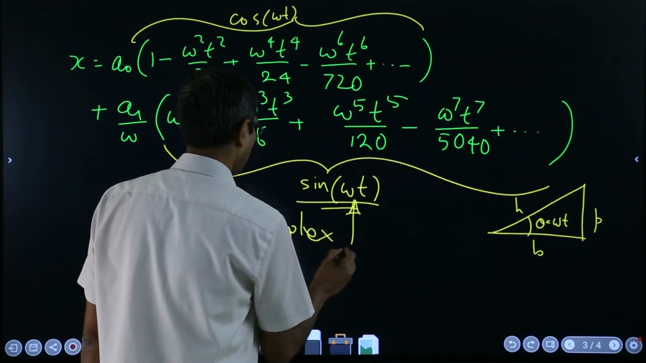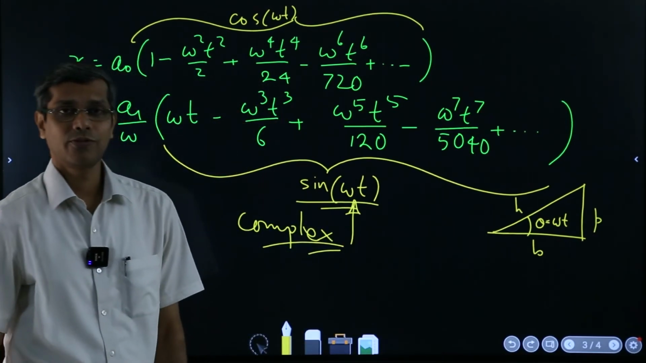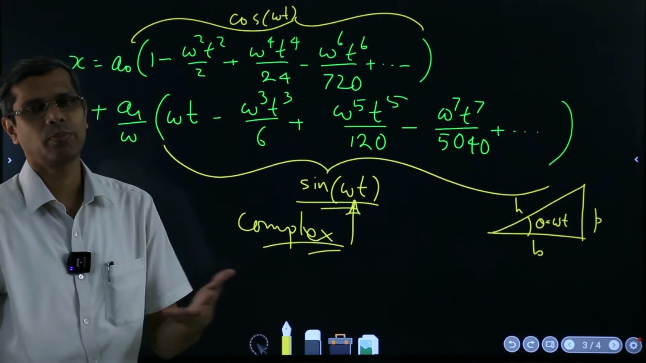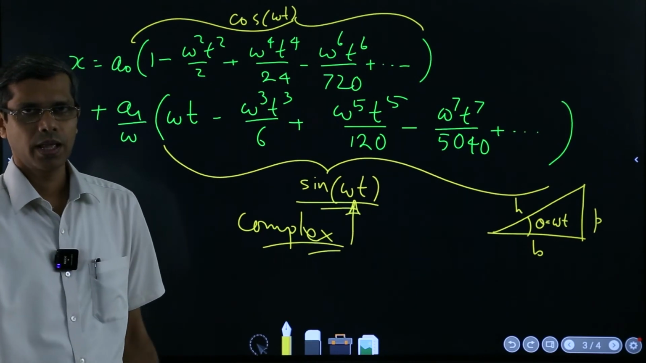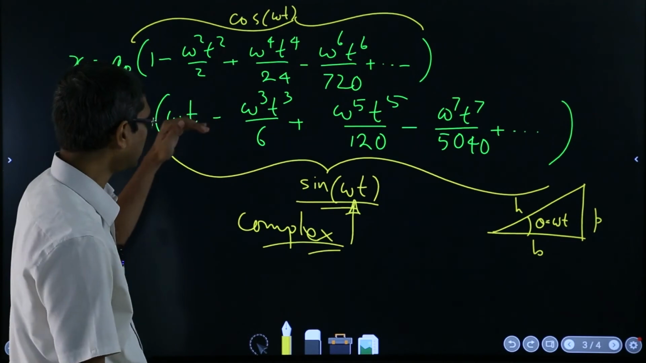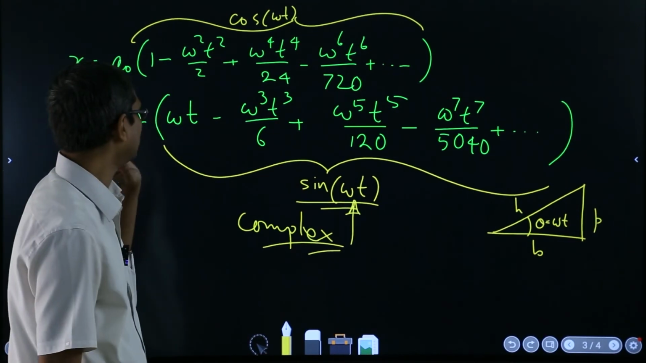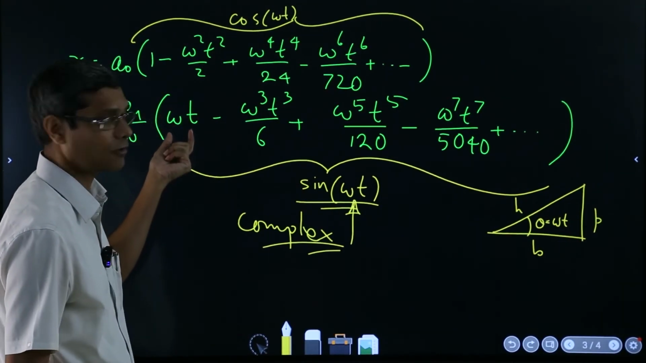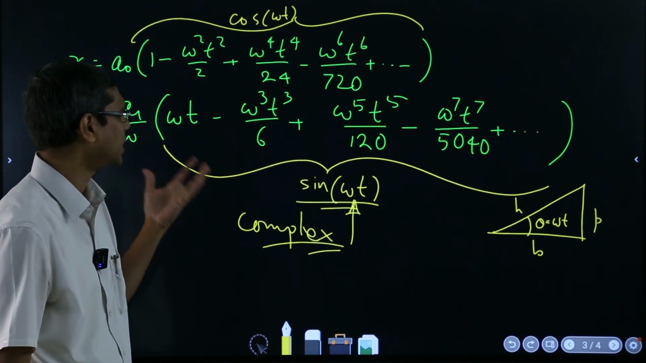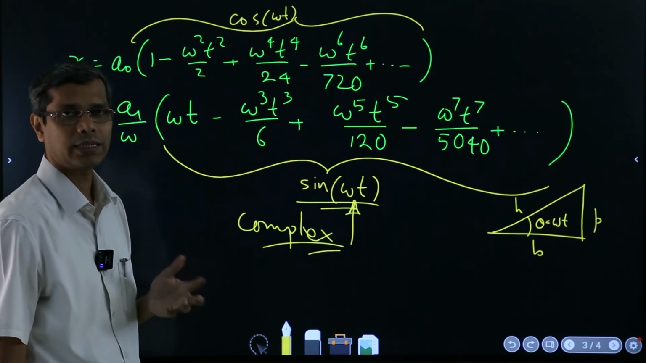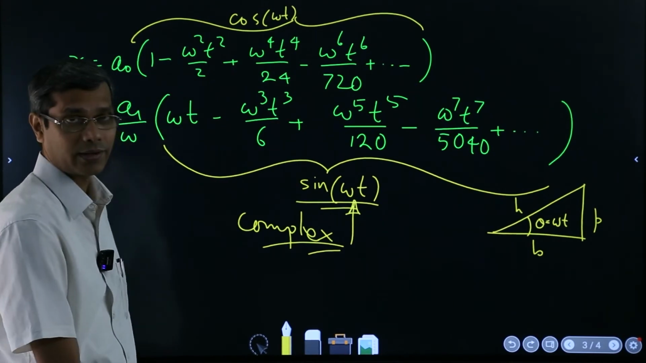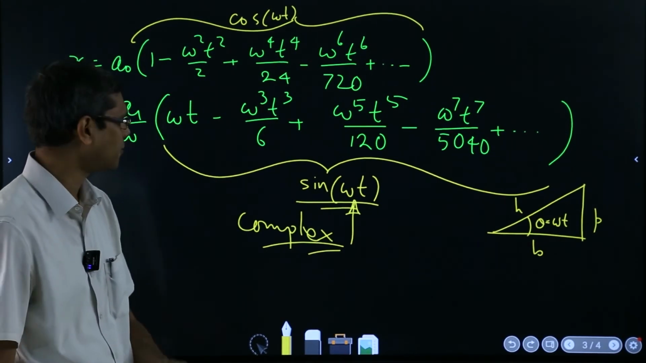Now in this case you have no clue whatsoever. If I tell you, what if theta is equal to 3 plus 2i, now you are stuck, you can't do anything. But here you don't have to think about anything, you just substitute 2 plus 3i in place of omega t, and whatever value you get, that's the sine of 2 plus 3i. In fact, you can check that on your calculator. Try to calculate sine of 2 plus 3i.